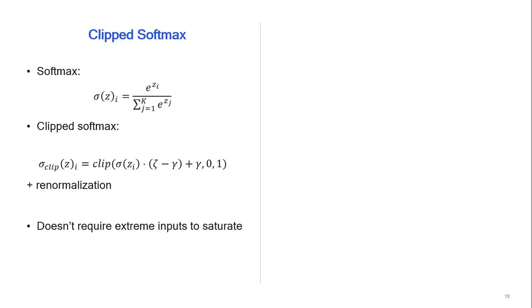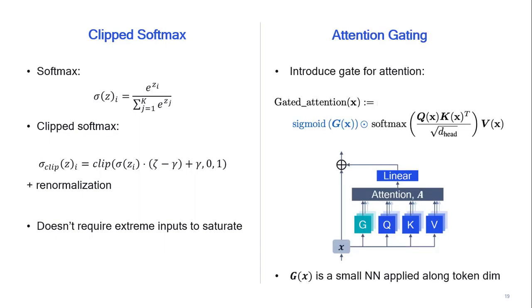The second method we introduce is attention gating. Here we introduce a gating mechanism that turns off certain tokens. The gating mechanism is a small neural network that takes the same embeddings as input as the attention mechanism. And the idea behind this is that by allowing the gate to turn off certain tokens, the activations don't need to saturate the softmax. So they, again, don't need to grow to positive or negative infinity.